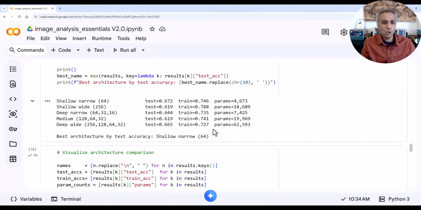For each of these, what is the accuracy? Let's ignore the train accuracy, only look at the test accuracy. Okay, 67% and 62% and 64% accuracy.